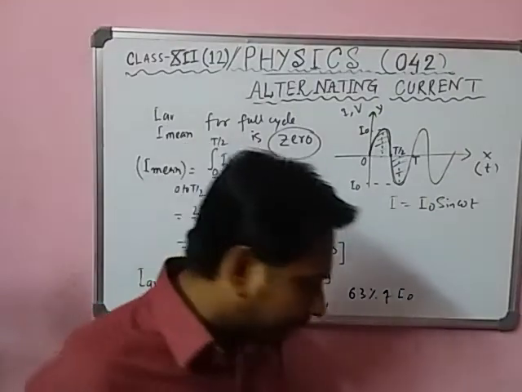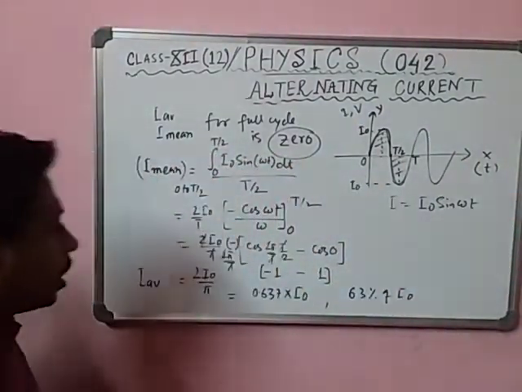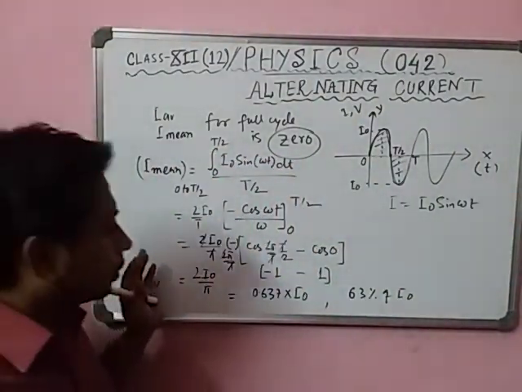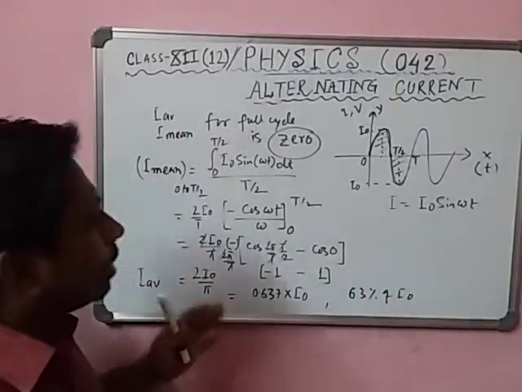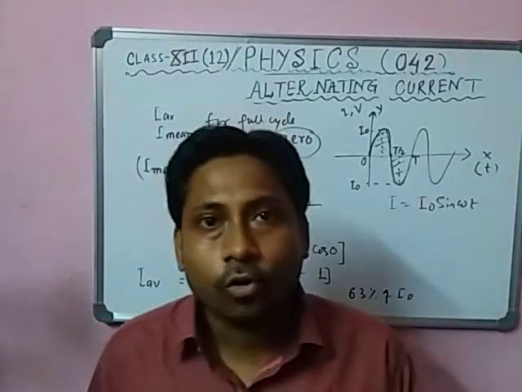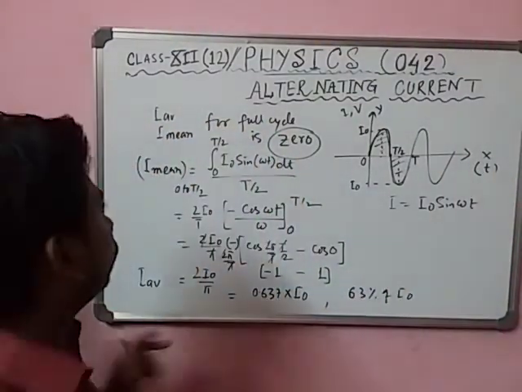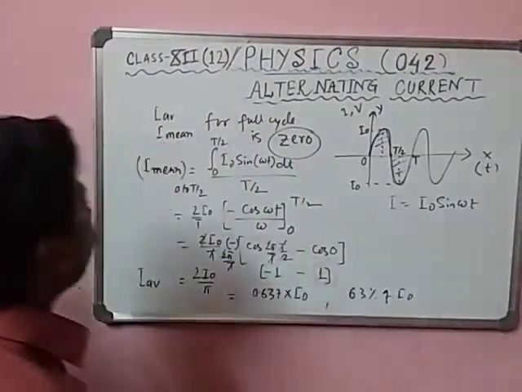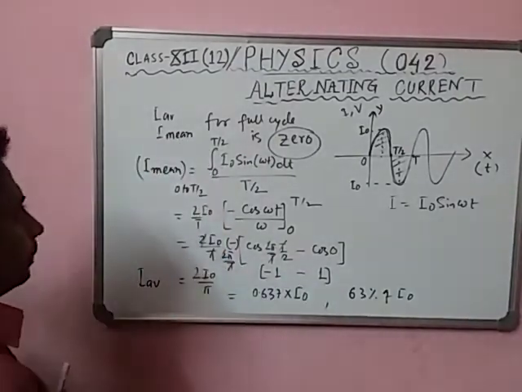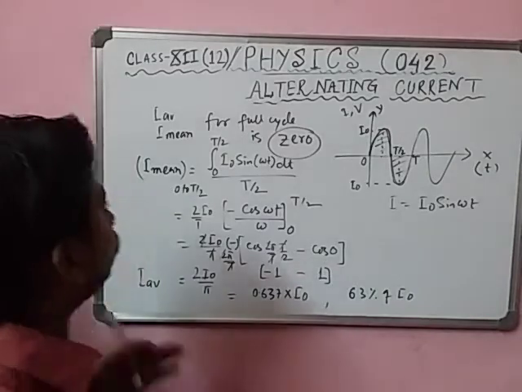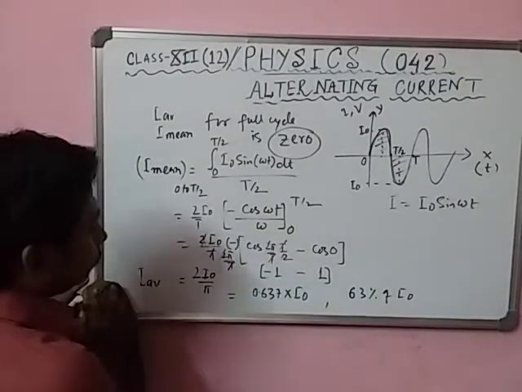So you are not satisfied. Actually, students, you are not satisfied because we calculated for the half cycle. We want to find the current over the full cycle, not the half cycle. So our next job is to find the mean value of I over the full cycle. For that we need the RMS value, root mean square value.